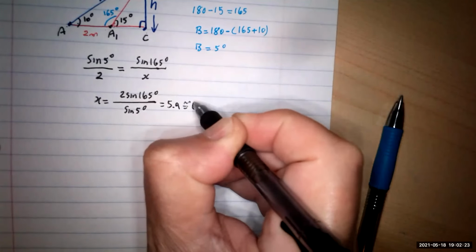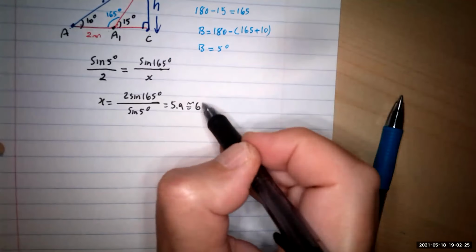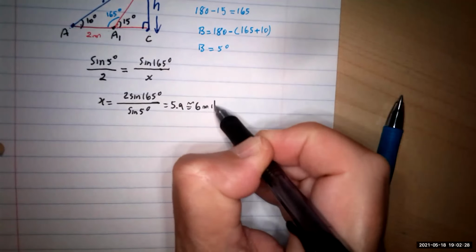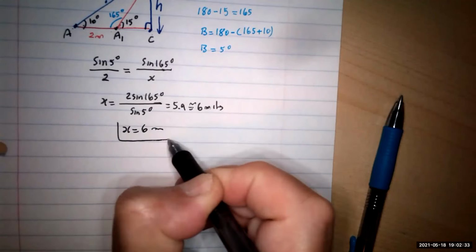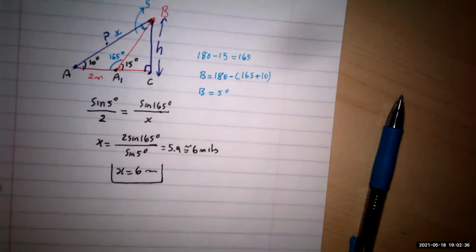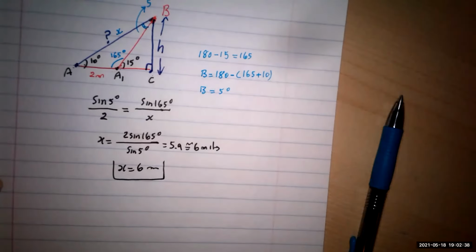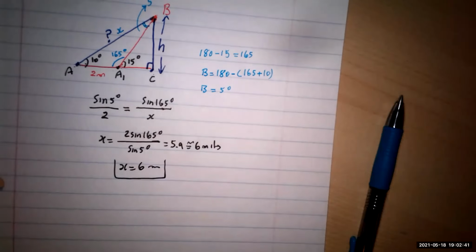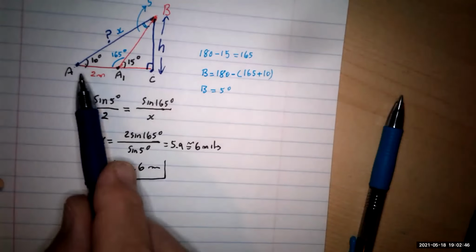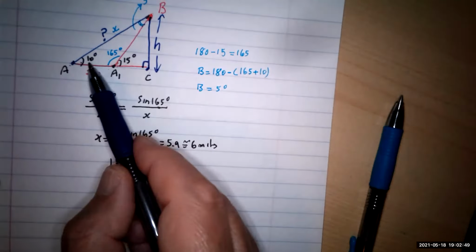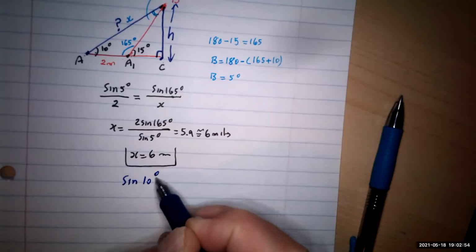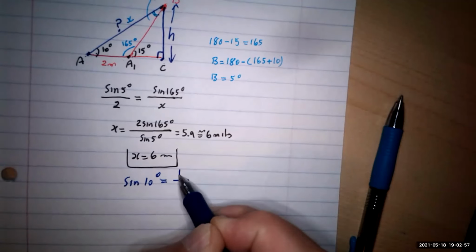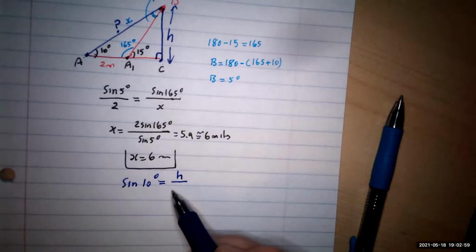This is 6 miles. So this is going to be x equal to 6. Now I go back to this right triangle and easily I can find the h. So I have a right triangle here, the big one, and I'm just using the sine of the 10 degrees. The sine is the opposite side, h, over the hypotenuse, which is x.